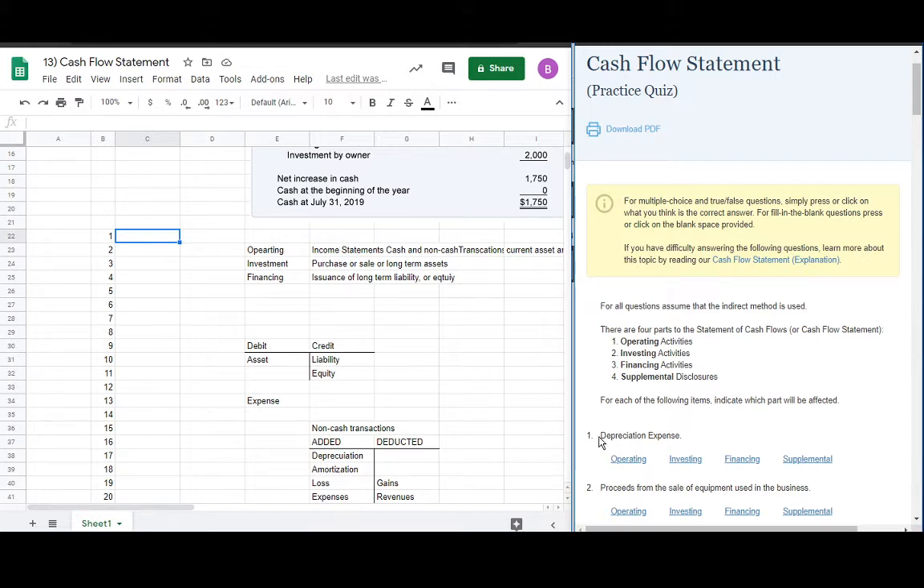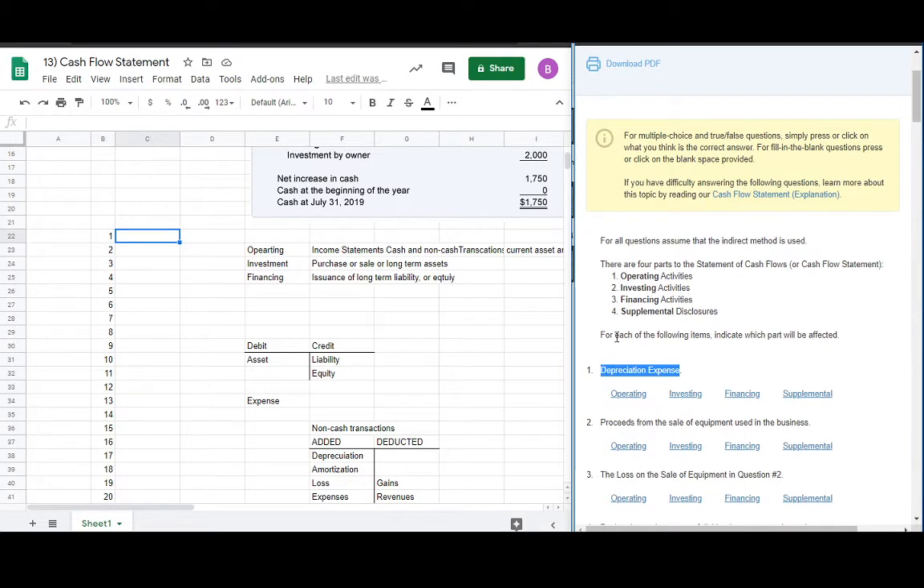Depreciation expense. So the instructions are: there are 4 parts of the statement of cash flows: the operating activities, investing activities, financing activities, and supplemental disclosures. For each of the following items, indicate which part will be affected. Depreciation expense is affected in operating activities.